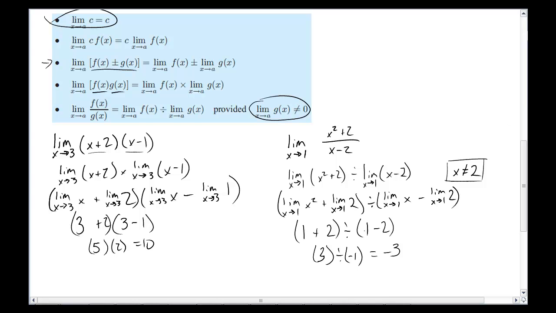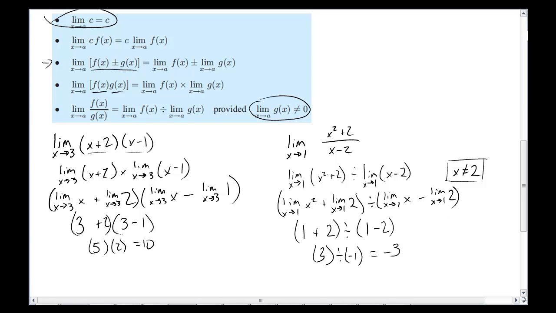We found the limit. Now, as I say, you're probably getting used to the idea. You probably don't need to write it out every time. But for the first couple of times, I just want you to get used to the different rules and see how they work. Just get used to it.